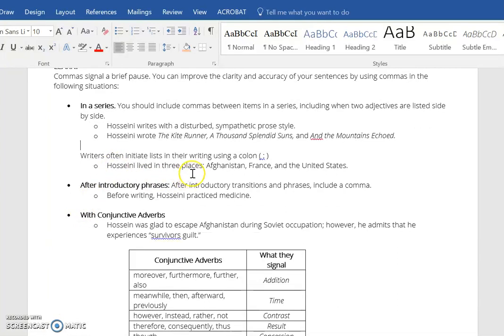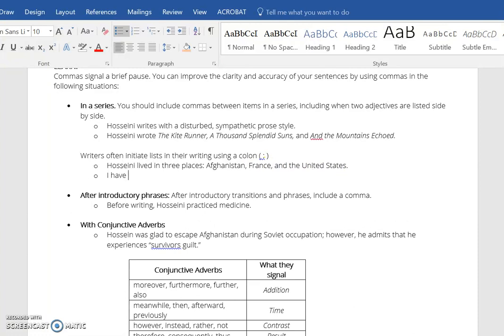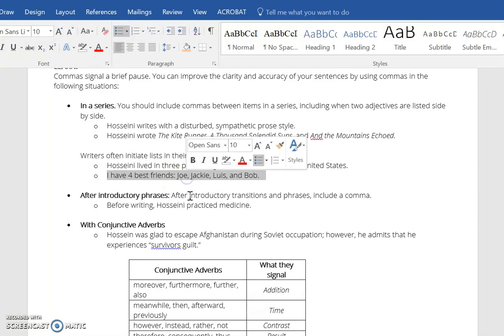Sometimes you can change the construction of a sentence and use a colon, which is really exciting. So writers can initiate or begin their lists or signal that they're going to start a list by having a colon. So Hosseini lived in 3 places. What were those 3 places? The colon tells us after: Afghanistan, France, and the United States. So going back to my best friends, I could say, I have 4 best friends. Colon means they are. I forgot my best friends. Joe, Jackie, Lewis, and Bob. So there you go. The colon just says like they are, or here comes my list, and then I have commas after each one. Okay, cool.